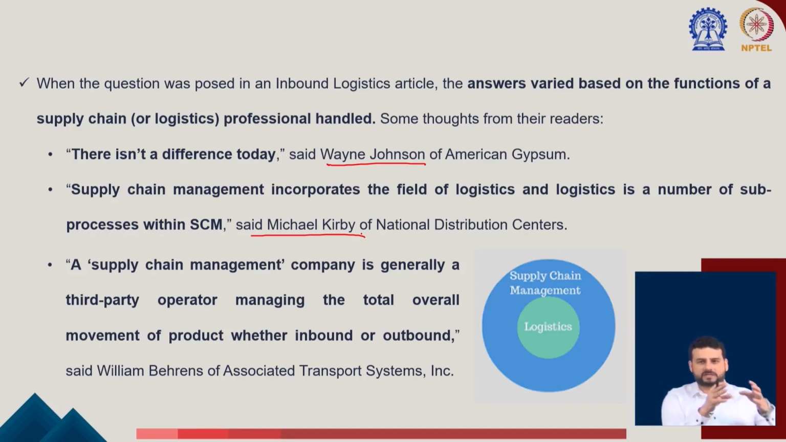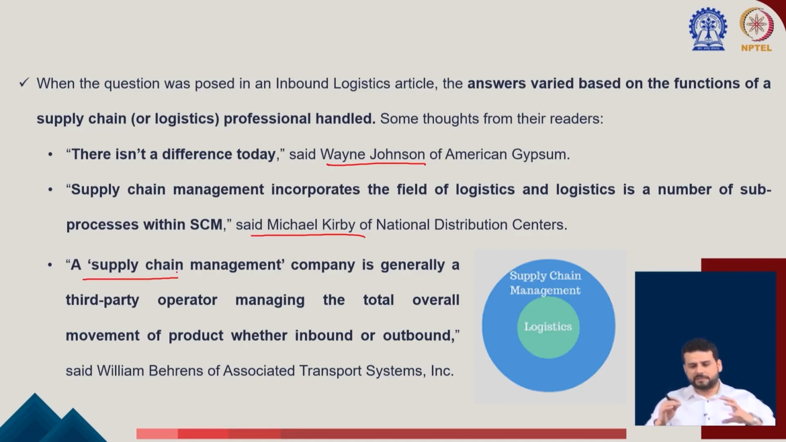Let us say transportation from supplier to manufacturer is happening; that is one functional area under transportation. The same transportation, related to outbound logistics from the manufacturer to the customer, is another sub process under the same area, that is transportation. There is another statement: a supply chain management company is generally a third party operator managing the overall movement of the product, whether inbound or outbound.